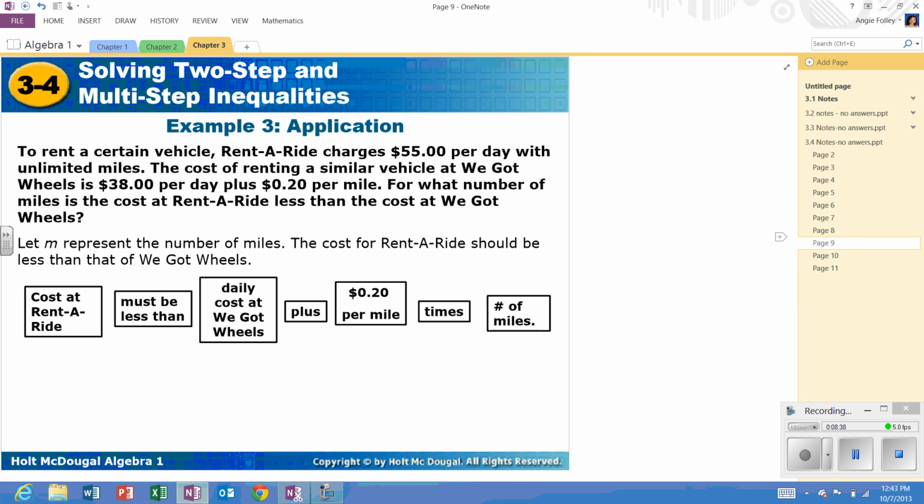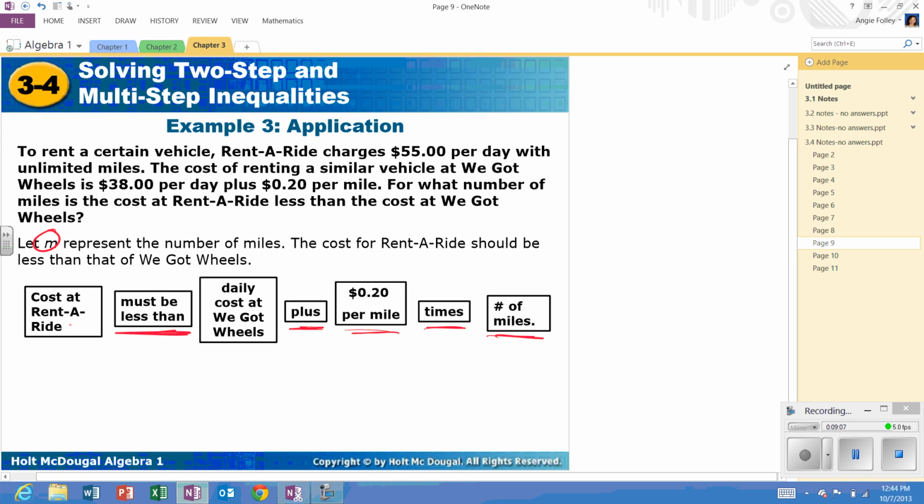We want to know when will one be a better deal than the other. So we're going to let M represent the number of miles, and the cost of Rent-A-Ride should be less than that of We've Got Wheels. So our verbal model is the cost at Rent-A-Ride must be less than the daily cost at We've Got Wheels plus what they're charging per mile, which is 20 cents times the number of miles.